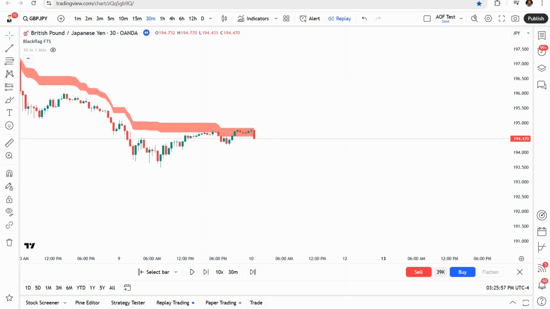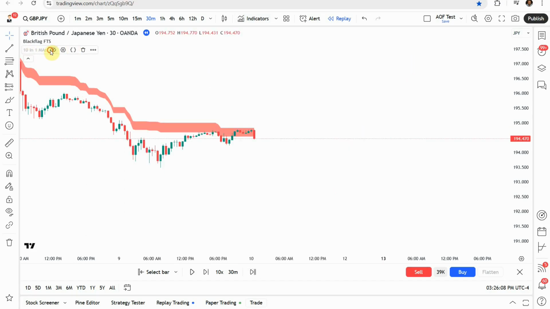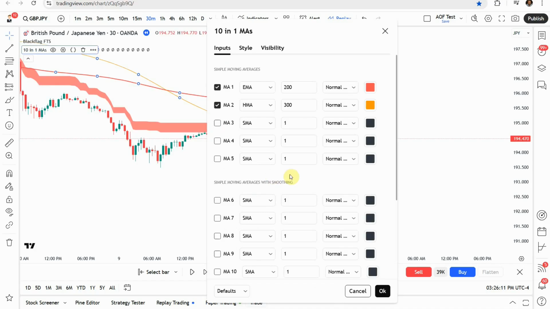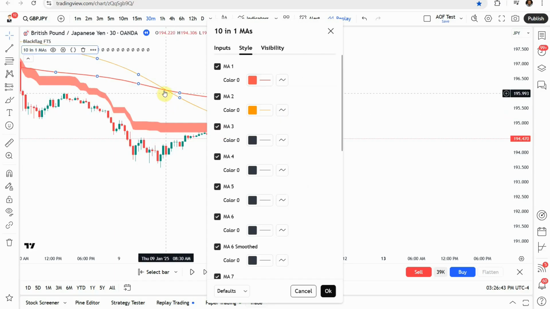Then click OK. The next indicator we will add to the screen is the 10 in 1 different moving averages. This one right here. Click on that one and add it to the screen, and again we'll jump into the settings. The first selection, the MA1, keep it on EMA and keep it on 200 period. You can make it whatever color you wish. It was red by default, so that's what I left it on. The MA2, you're going to turn that one on and change it to an HMA with a 300 period. Again, you can make this color whatever you wish. Then jump into the styles, and I bumped up the line weight of the red 200 period EMA so that it stands out from the HMA, and then click OK.